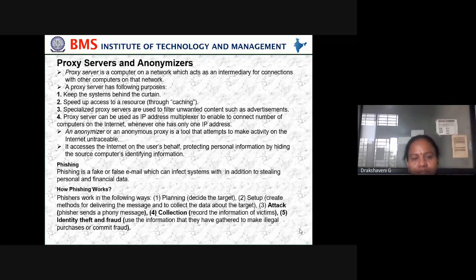Then set up: create methods for delivering the message and to collect data from the target. Third one, attack. The phisher sends phony messages. Then collection: record the information of the victim. Fifth one, identity theft and fraud. Use the information that they have gathered to make illegal purchases or commit fraud.